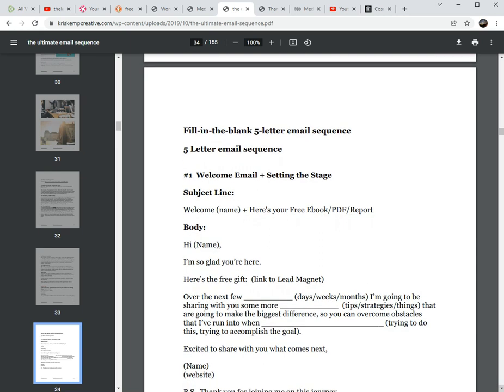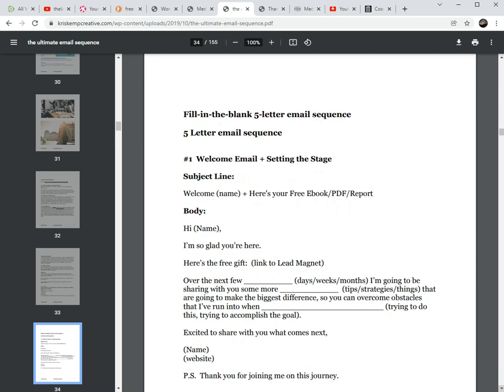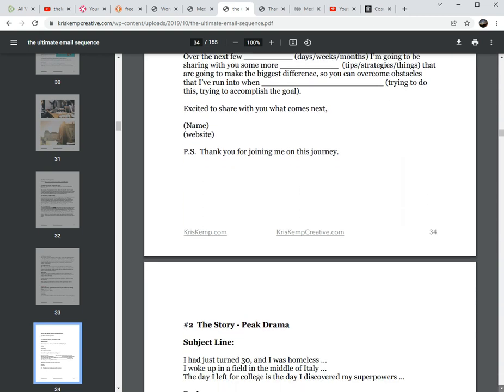So on page 34 of the Ultimate Email Marketing Sequence Template Blueprint, there's the fill-in-the-blank 5-letter email sequence. So here's a fill-in-the-blank 5-letter email sequence you can use. I think this can be very helpful to you.